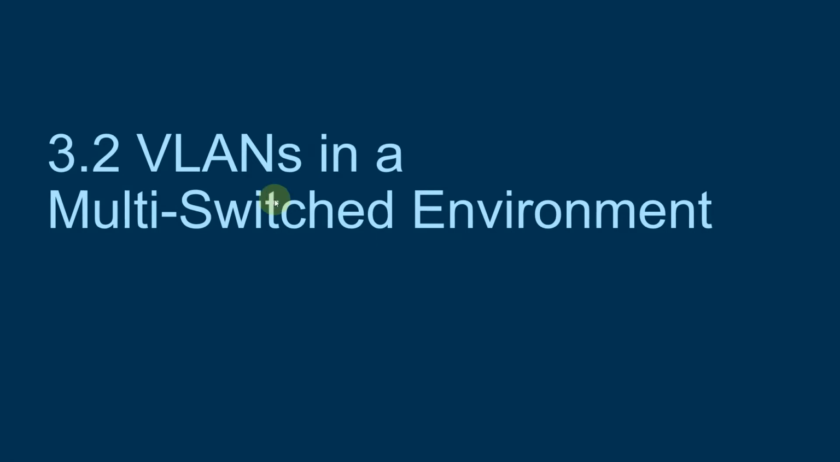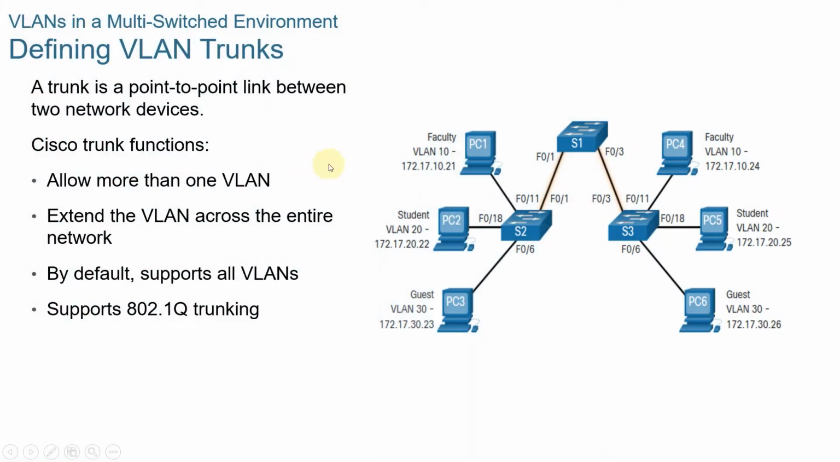VLANs in a multi-switch environment. Let's start with defining VLAN trunks. VLANs would not be very useful without VLAN trunks. VLAN trunks allow all VLAN traffic to propagate between switches. This enables devices connected to different switches but in the same VLAN to communicate without going through a router. A trunk is a point-to-point link between two network devices that carries more than one VLAN. So a VLAN trunk extends VLANs across the entire network.